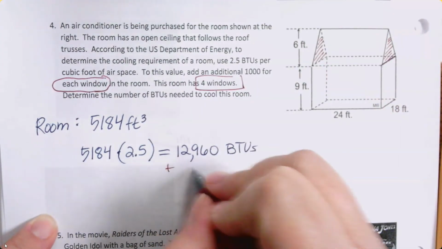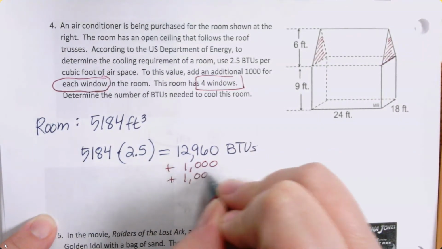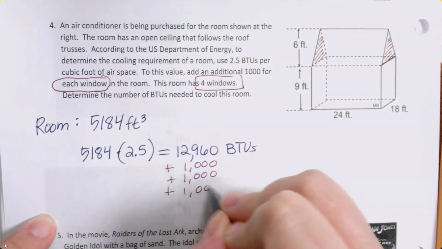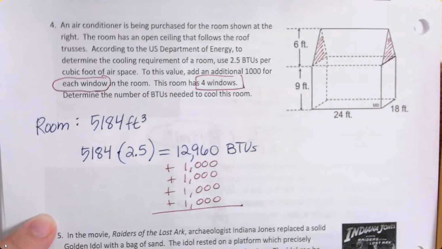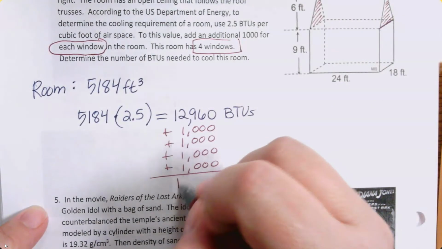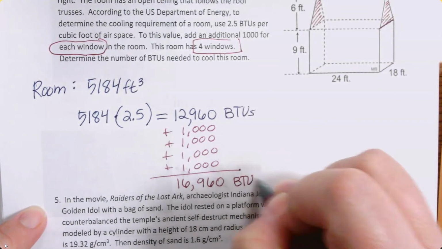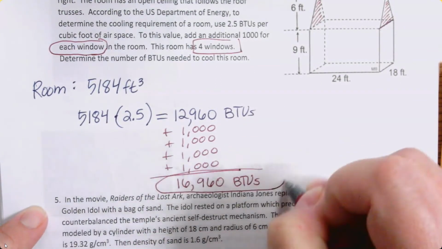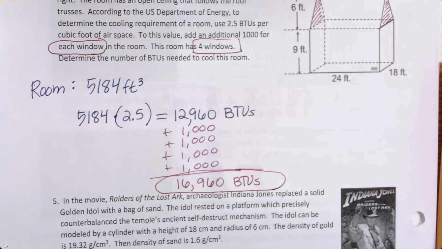So I'm going to add 1,000 4 times, or 4,000. Since I wrote it that way, I'll just keep writing it that way. Okay, so I'm adding 4,000, so that's going to be 16,960 BTUs. This is something that we would actually calculate because we would need to know how big an air conditioning unit to buy for this room.